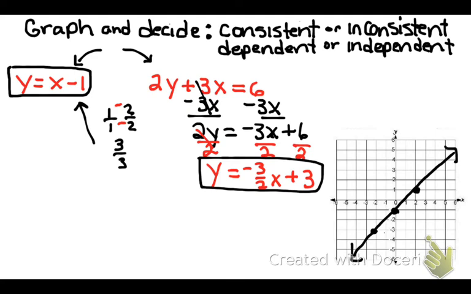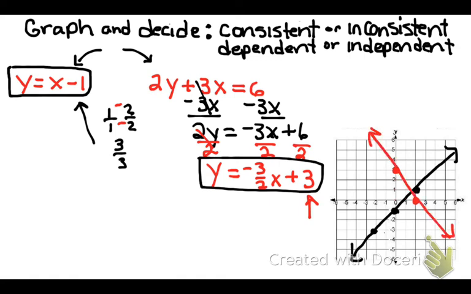Now we're going to graph my second equation. We start with 3. Rise over run, so it says to go down 3, 1, 2, 3, but we go over a positive 2, 1, 2. Connect.